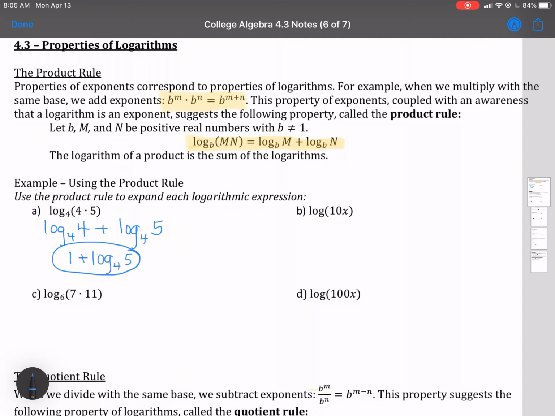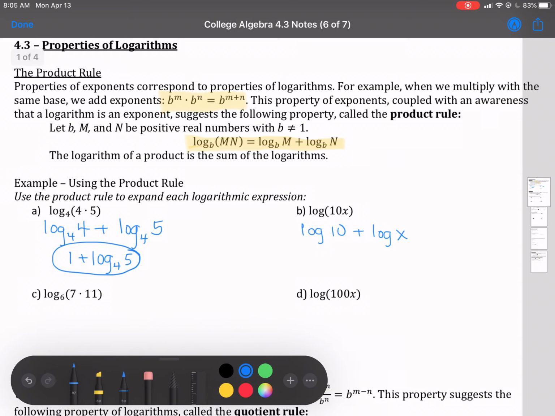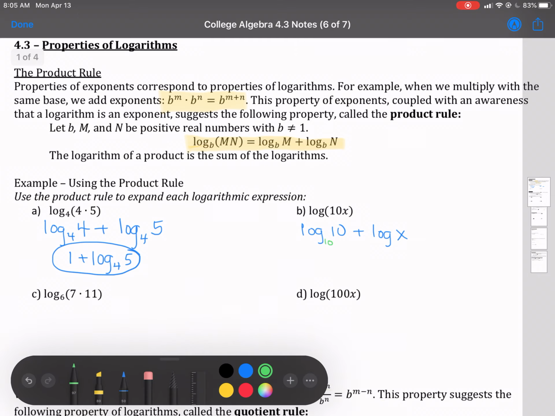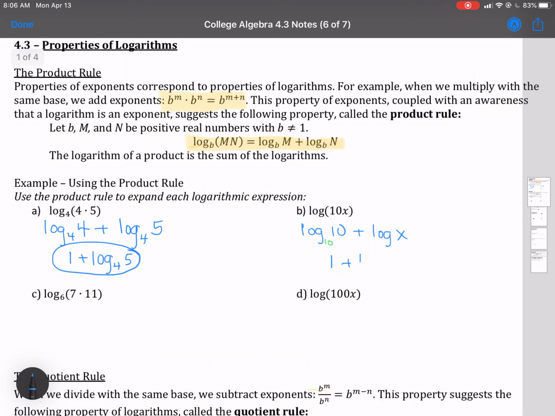So looking at b, we have log of 10x. So we can break this apart, make this log of 10 plus log of x. And if we look at log of 10, remember the base here is just understood to be 10 when there is nothing written. So 10 to what power is 10? And that would be 1 plus log of x.